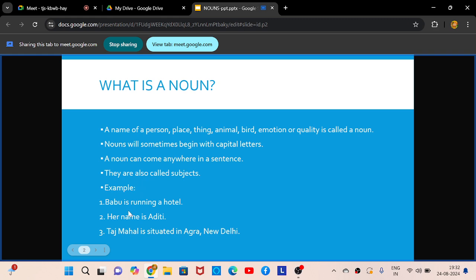Okay, so for example, we learned Babu is running a hotel. So here Babu and hotel are the nouns. Similarly, her name is Aditi. So Aditi is the name of a person here. Then Taj Mahal is situated in Agra, New Delhi. So Taj Mahal, Agra, New Delhi, all these are nouns.